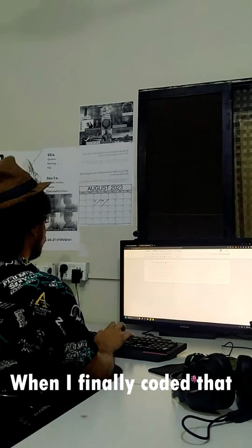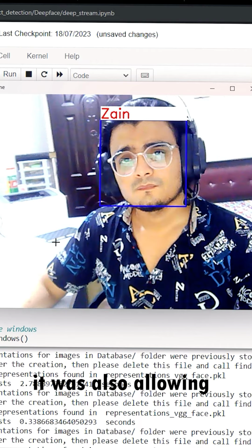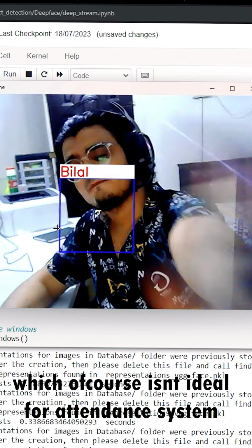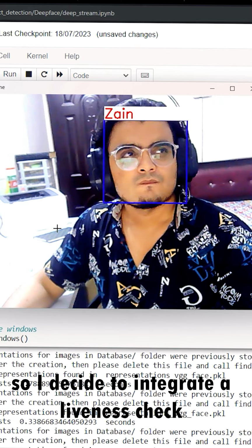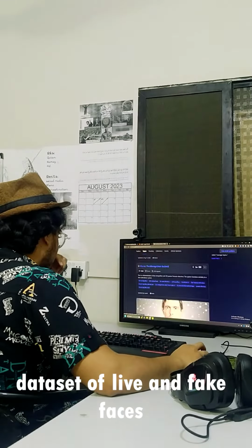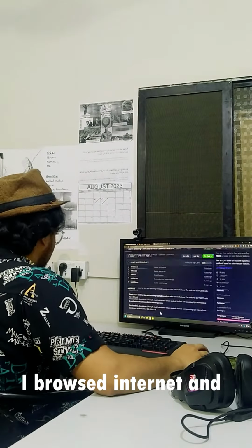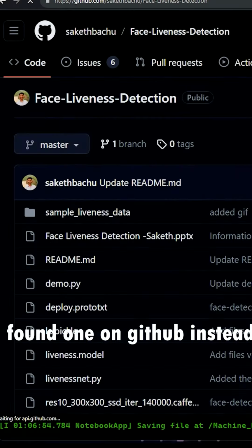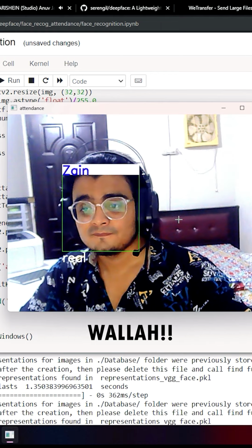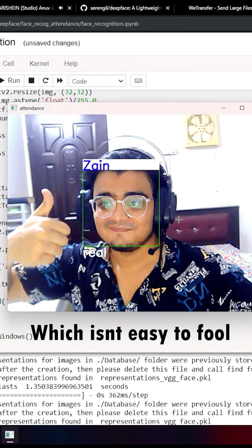When I finally coded that, I realized an issue with my system. It was also allowing pictures of faces, which of course isn't ideal for an attendance system. So I decided to integrate a liveness check. Since I didn't have a dataset of live and fake faces to train the liveness models on, I browsed the internet and found one on GitHub instead. So I included that in my code and voila, a facial recognition attendance system which isn't easy to fool.